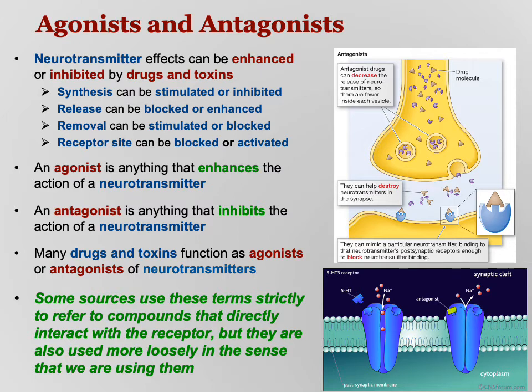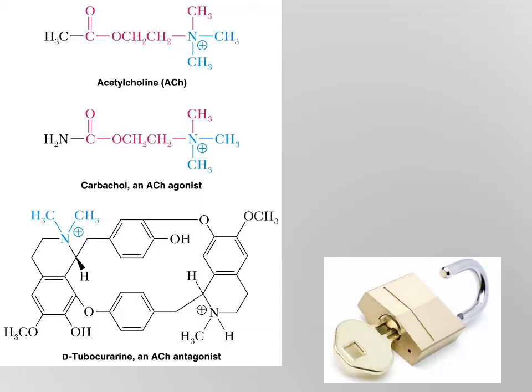And in the upper right, you can see antagonist drugs can decrease the release of neurotransmitters, so there's fewer, all right? They can also help destroy neurotransmitters in the synapse. They can also mimic neurotransmitters. Lots of different ways to be an agonist or an antagonist. Here, oftentimes they use the analogy of a lock and key mechanism. You can think of an agonist as a key that unlocks the lock. It opens the lock. Whereas an antagonist is something that prevents the lock from opening.